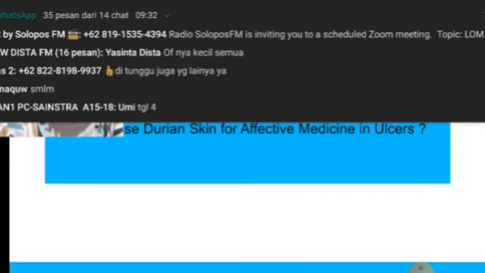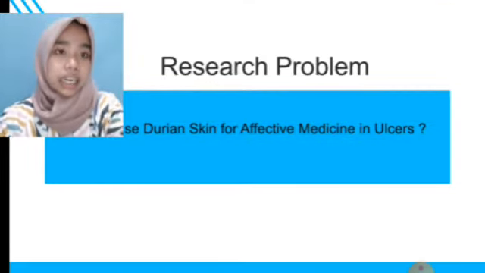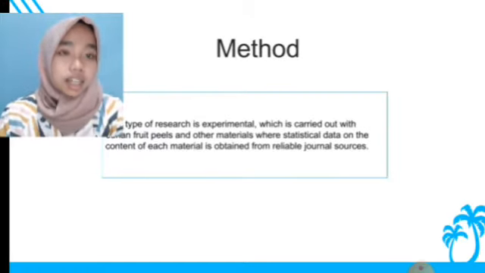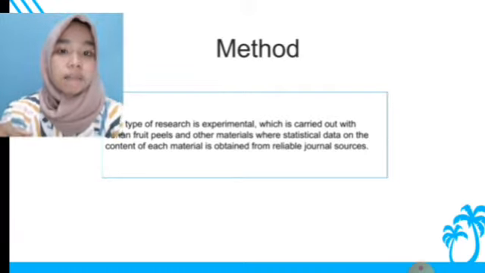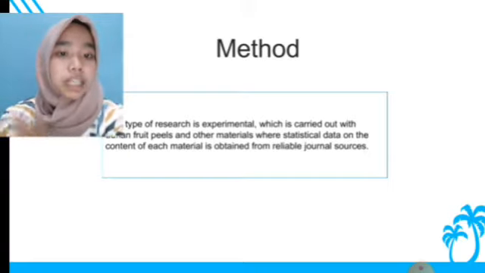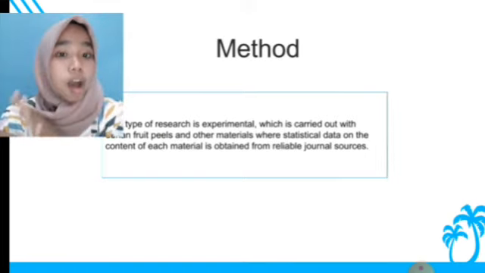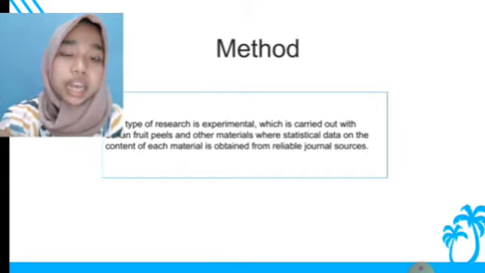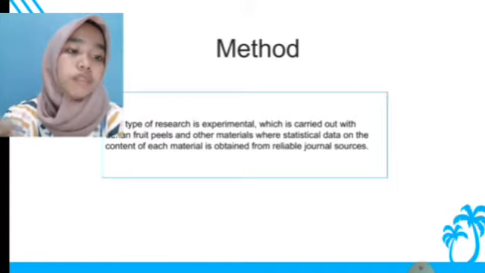Well, next it's about the research problem. How to use durian skin for effective medicine in ulcers. Then the method of this research. Basically, research like this must be clinically tested in a chemical or pharmaceutical technology. This type of research is experimental, which is carried out with durian fruit peels and other materials, where statistical data on the content of each material is obtained from journal sources.